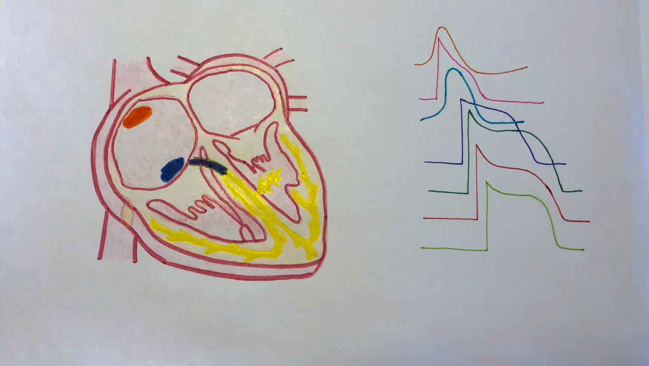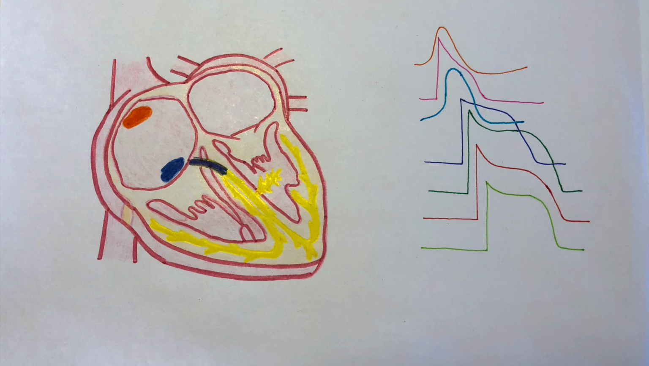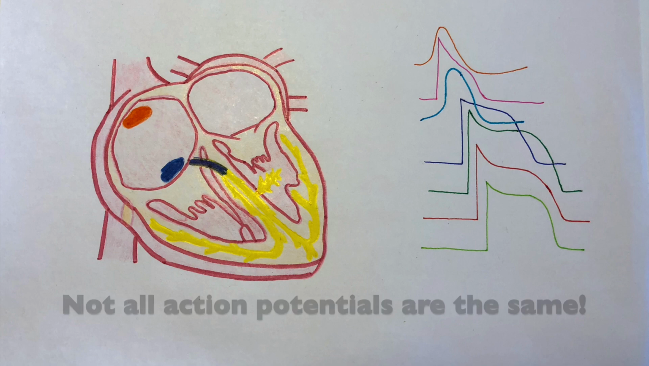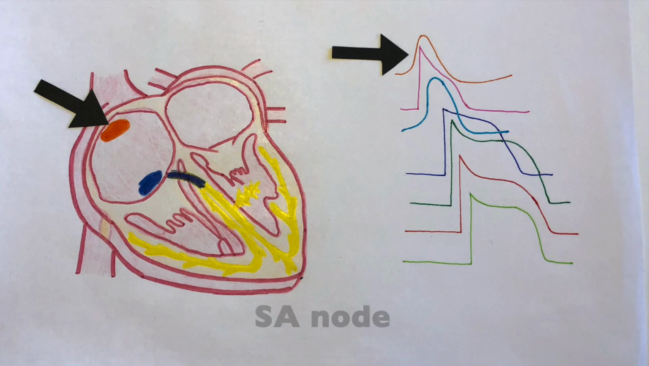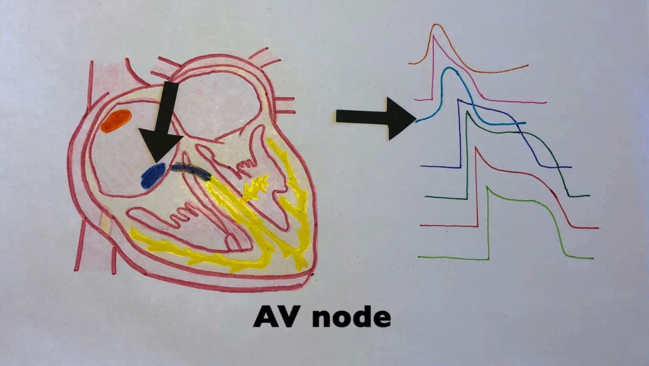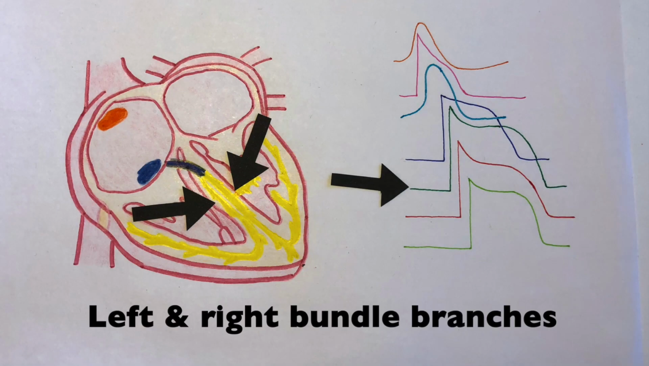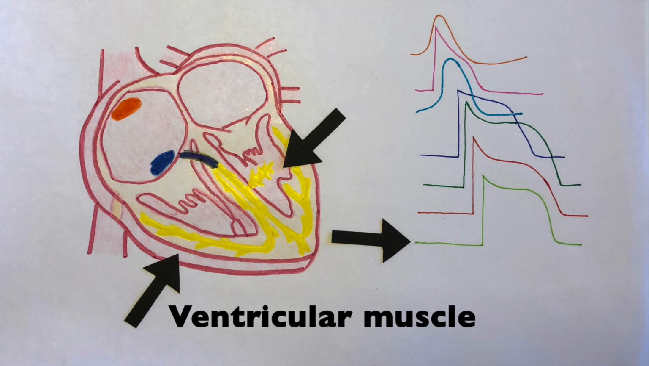The signal that propagates through the heart is called an action potential. We've put together a schematic to show you the different action potentials produced by different areas of the heart. You can clearly see that while some of them look very similar, distinct areas of the heart depolarize in very different manners. The differences arise from different ion channels expressed by different regions of the heart. This is the action potential for the SA node depolarization, the atrial muscle, the AV node, the AV bundle, the bundle branches, the Purkinje fibers, and the ventricular muscle.